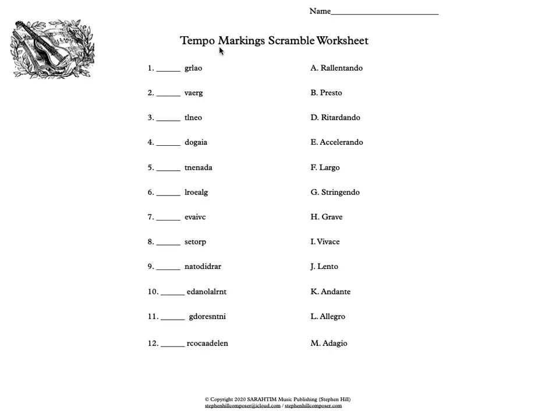The next worksheet is just the word scramble. So you're going to match the correct spelling with the jumbled up spelling. Number 1, and that is largo.